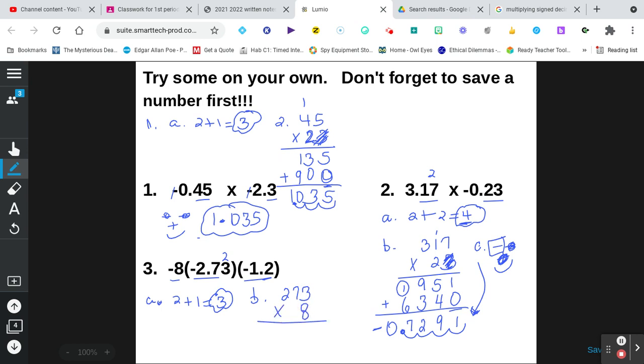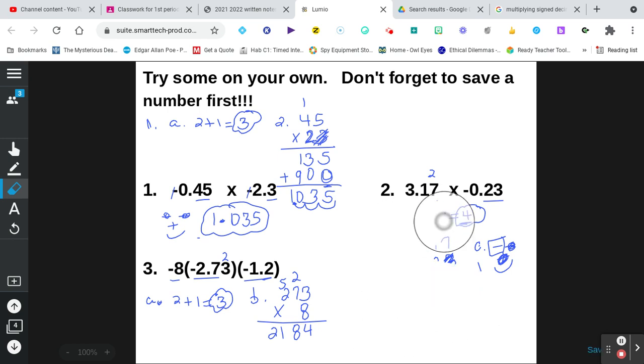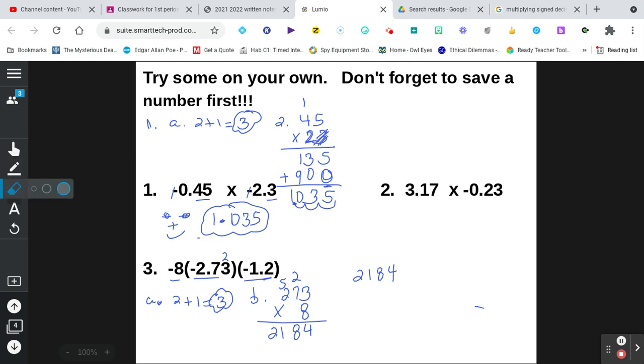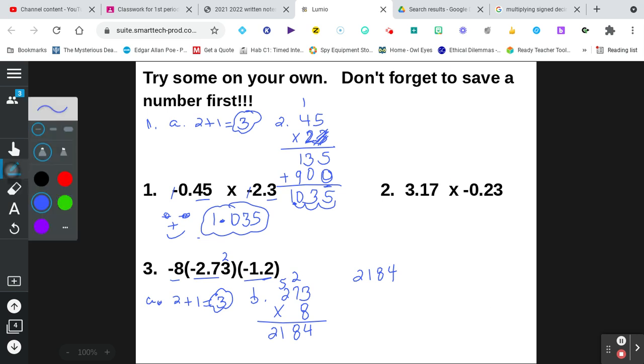All right, I'm going to multiply 8 times 3, which is 24. Carry the 2. 8 times 7 is 56. 56 plus the 2 is 58. Carry the 5. 8 times 2 is 16, and 16 plus 5 is 21. All right, now I hope you're taking notes. Everybody should be taking notes. I'm going to check these when I get back. I'm going to say 2184, and I'm going to multiply it by 12.